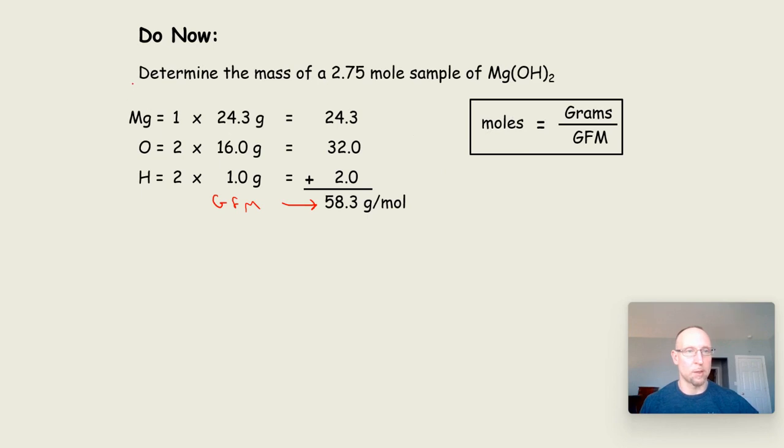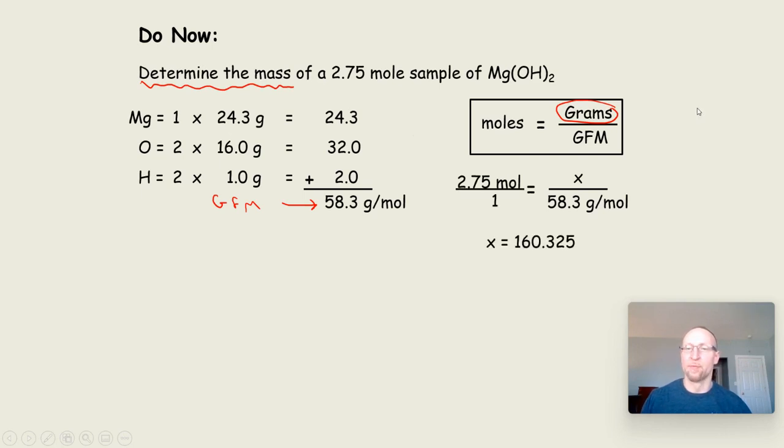So in this case, it says determine the mass. So we're given the moles and we're solving for the grams. So let's work through it. All right. So we know it's 2.75 moles equals X, our unknown, over the gram formula mass, 58.3 grams per mole. So set our moles over 1 and we cross multiply. And we get 160.325 what? Grams, right?